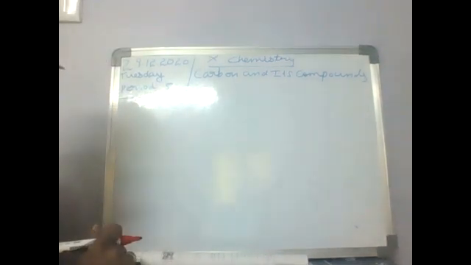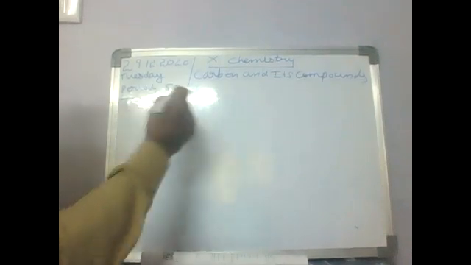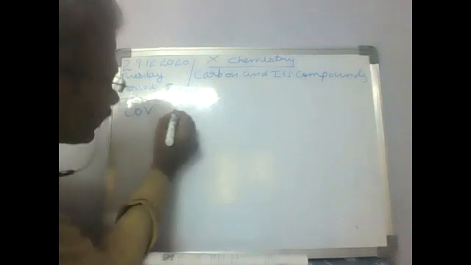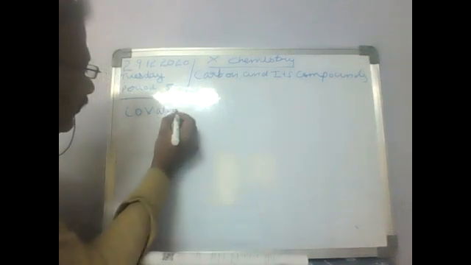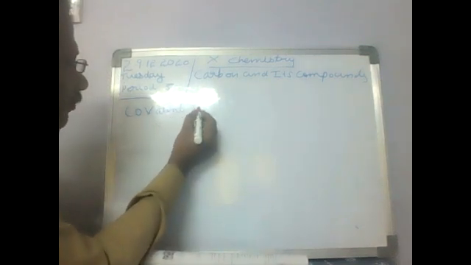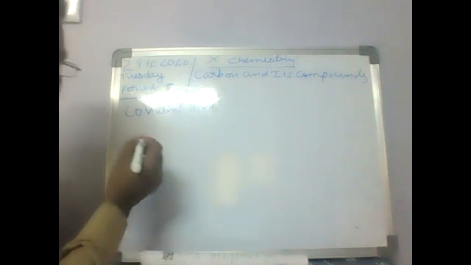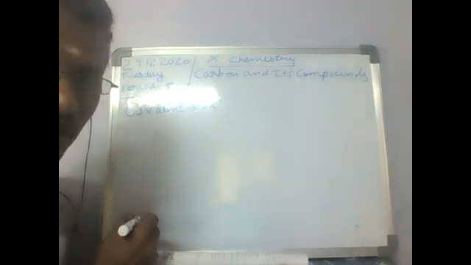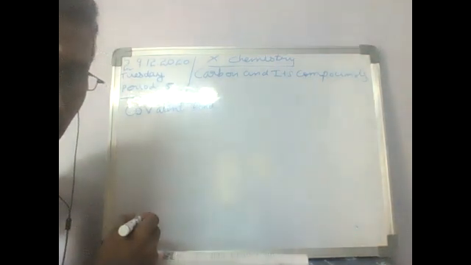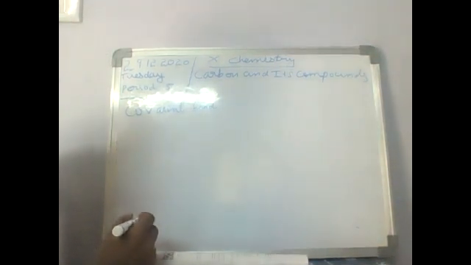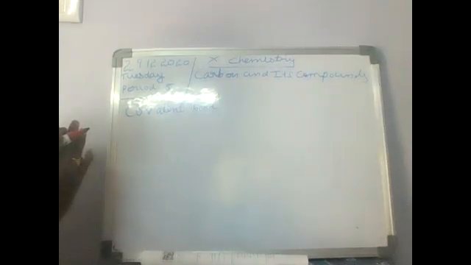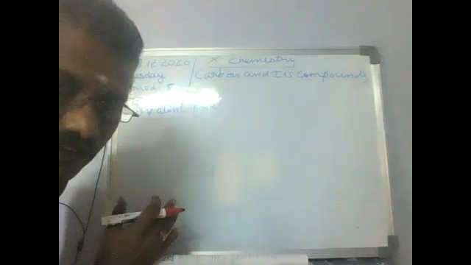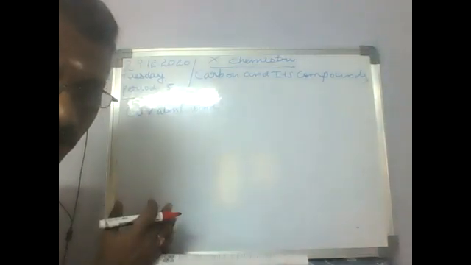First of all, what is meant by a covalent bond? Covalent bond means sharing of electrons. The sharing may happen between the same element or between different elements. The bonds which are formed by the sharing of electrons are called covalent bonds.